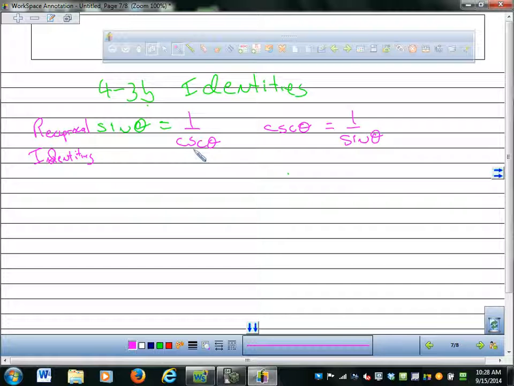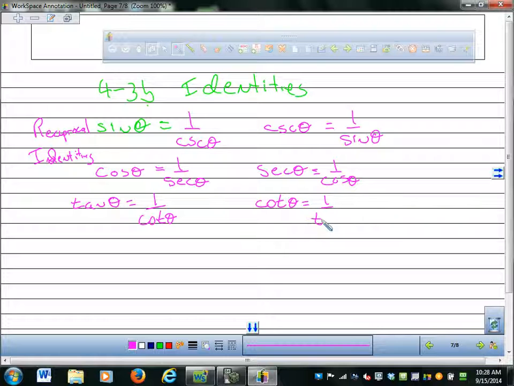The next reciprocal identity that we talked about is cosine of theta, and that's equal to 1 over what? You guys remember? Secant theta, okay? And conversely, secant of theta is equal to 1 over cosine of theta. And then we have tangent of theta is equal to what? 1 over cotangent of theta. And cotangent of theta is equal to 1 over tan theta.